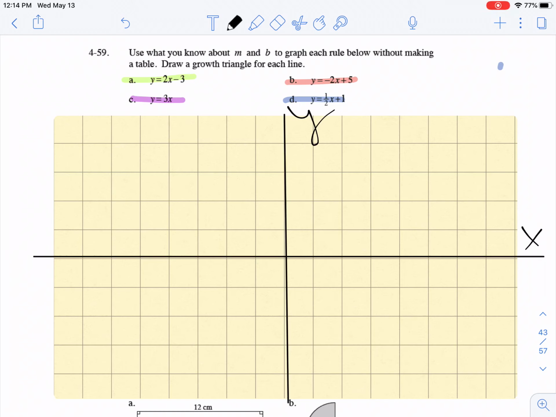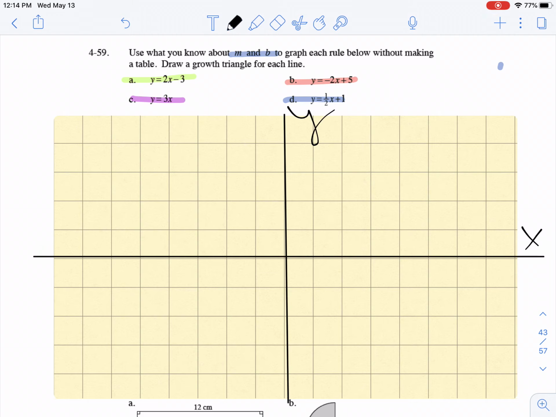All right, we're looking at 459. It says, use what you know about M and B to graph each rule below without making a table. It says draw a growth triangle for each line. So we're going to use the growth triangle to make the line.